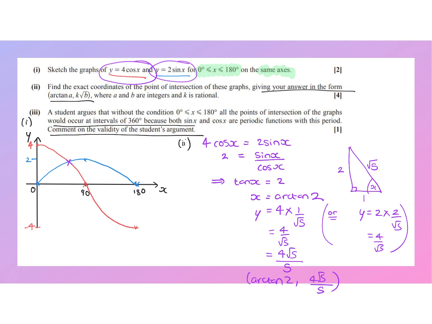So the student is basically saying that because sine and cosine repeat themselves over a period of 360 degrees, they'll intersect every 360 degrees. However, that's not going to be the case because tan is involved in this point of intersection, and tan has a period of 180 degrees, so that argument is invalid for that reason.